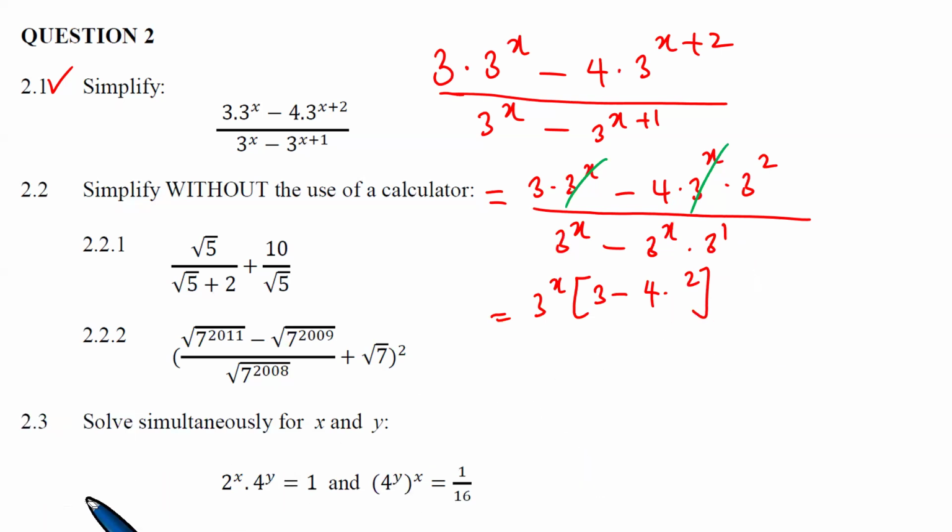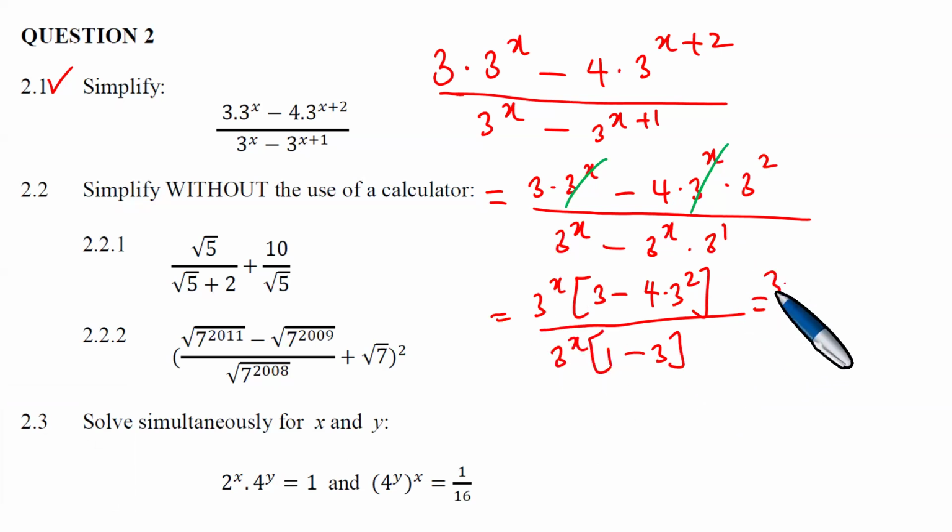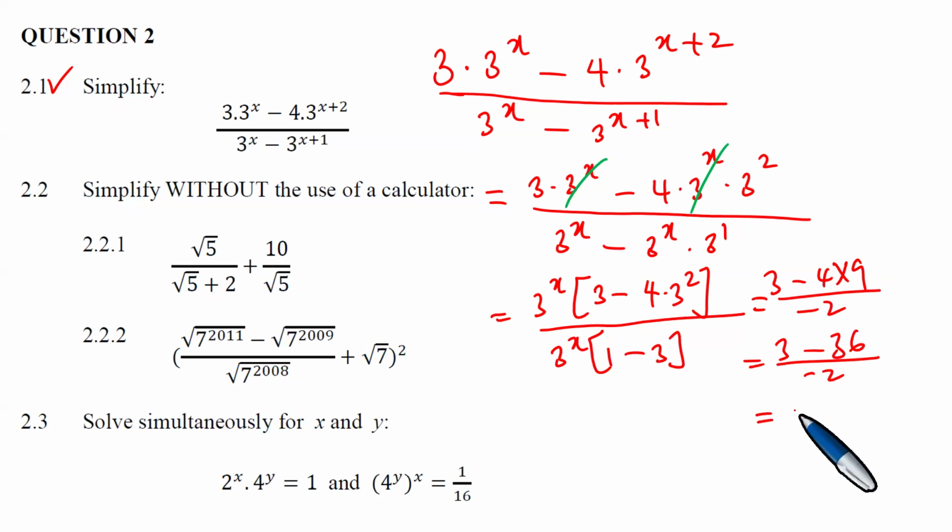And we continue to simplify the denominator of this expression. Divide everything by 3 to the power x, 1 minus 3. 3 to the power x cancels, giving us 3 minus 4 by 9, divided by minus 2. 3 minus 4 by 9 is 36 over minus 2. 3 minus 36 is minus 33 over minus 2. What is minus 33 over minus 2? It's 16 and 1/2 as a mixed fraction. So that is the answer to the question over there, and we are done with that part.